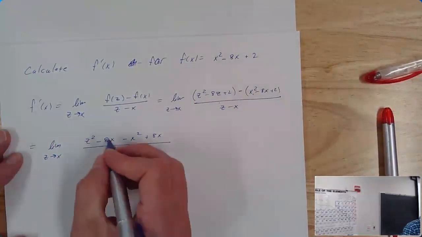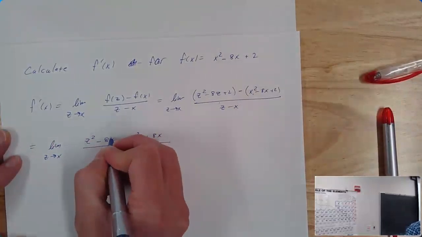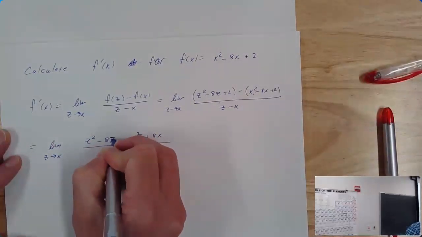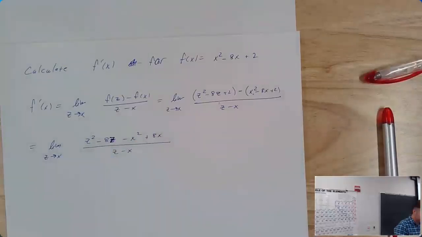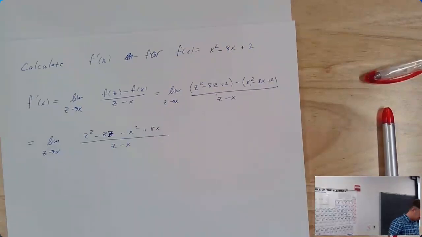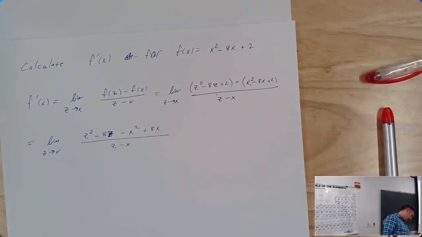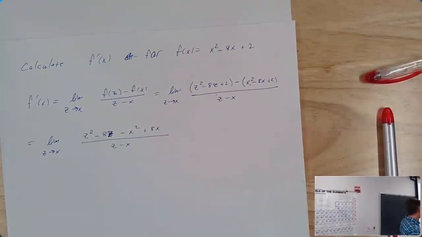Oh, or on the top, you mean right here? Thank you, yeah. Sorry, it's z squared minus 8z minus x squared plus 8x. I have to try and factor out a z minus x from the top. So here's what I know I need z minus x to factor out.